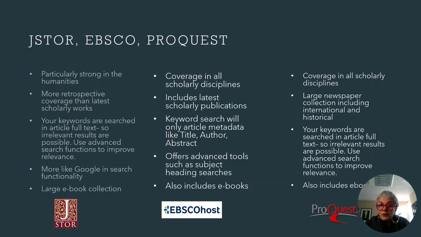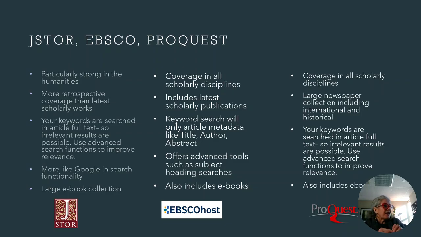JSTOR is what we call a retrospective database, which means that the articles in JSTOR tend to be between 5 and 10 years old. The book chapters may be right up to present, but the articles are between 5 and 10 years old. This means that it is most useful for researching the history of your topic, or if you have a historical research topic. But it may not be as useful, the articles, not the books, with up to the minute topics.